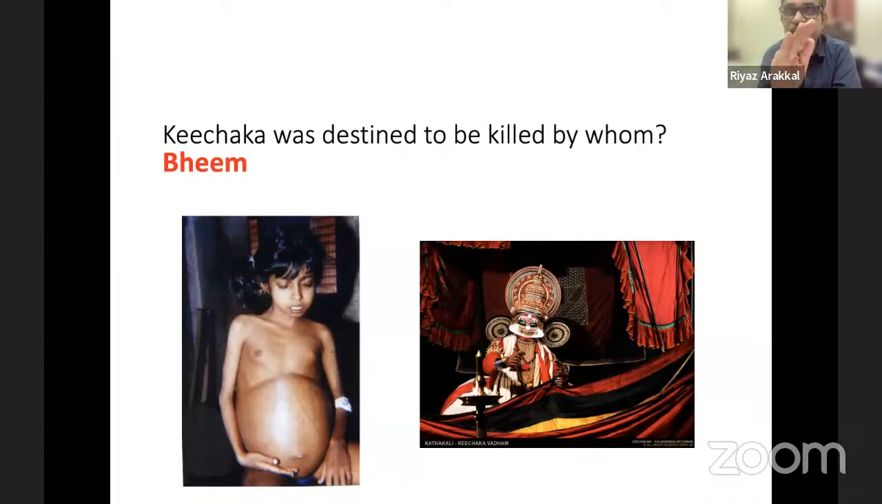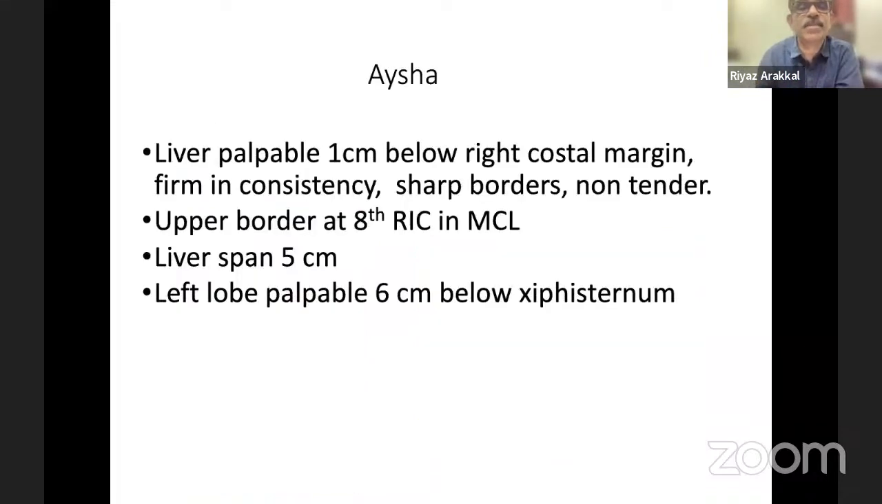Similarly, if there are dilated anterior abdominal wall veins, then the pathology is within the liver. It is intrahepatic portal hypertension and not extrahepatic portal hypertension. Okay, Aisha?